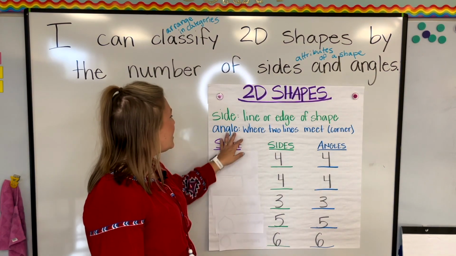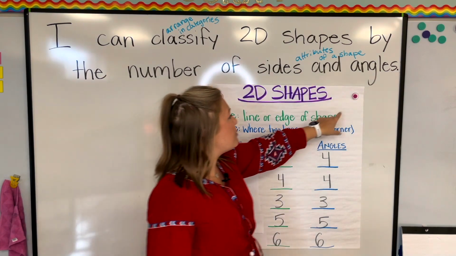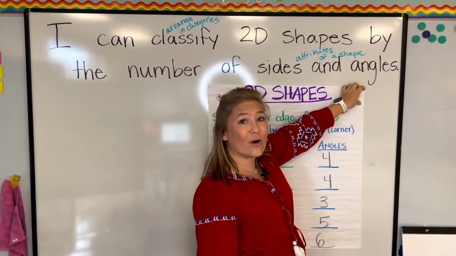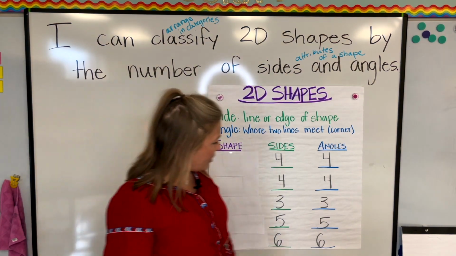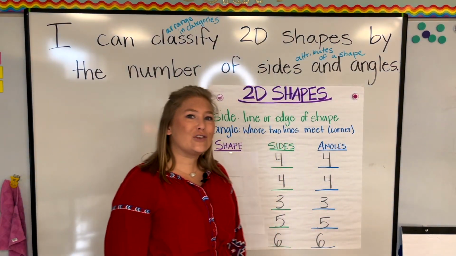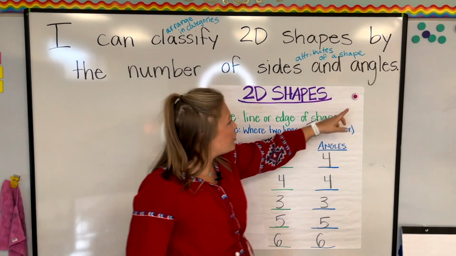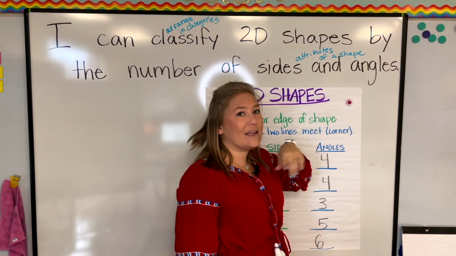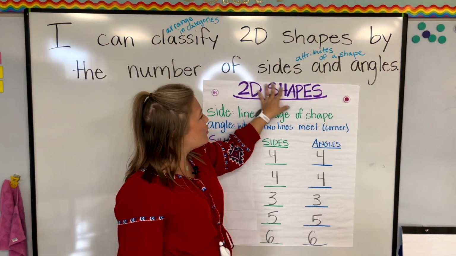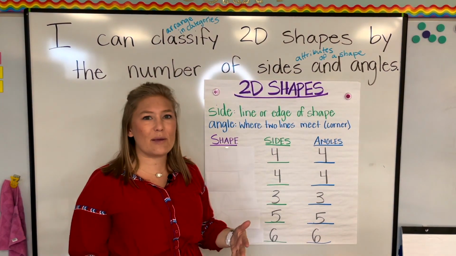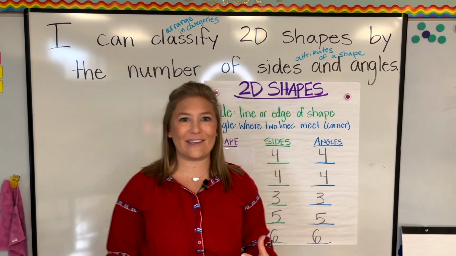Then we also have an angle, and that's where two lines meet, or a corner. So right up here in our anchor chart, we have a corner or an angle. It's where two of our sides or two of our lines or edges are meeting, and they create an angle on the inside of the shape and an angle on the outside of the shape as well. So we're going to talk about how to recognize shapes today based on how many sides and how many angles are in that shape that we see.